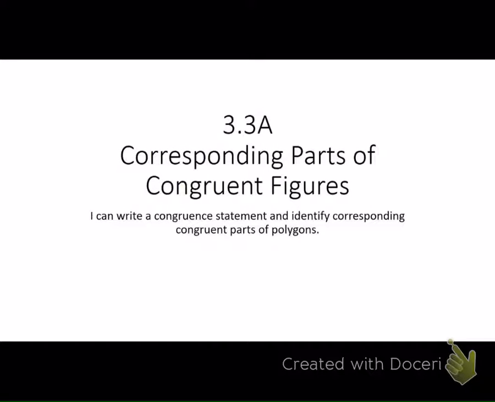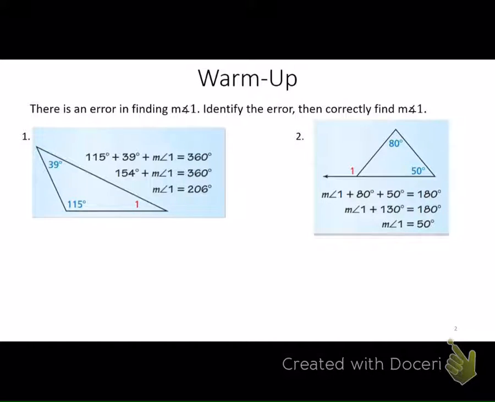Corresponding parts of congruent figures. But first, let's just practice some of the skills. There is an error in finding the measure of angle 1. Identify the error and then correctly find the measure of angle 1. Looking at number 1, what is the error that they made?